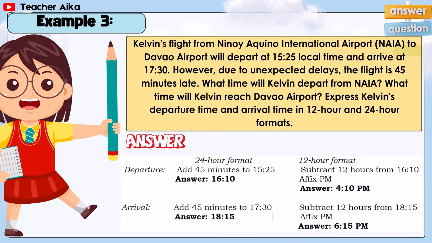The answer? Departure in 24-hour format, the answer 16:10. Arrival 18:15. 12-hour format, departure 4:10 p.m. Arrival 6:15 p.m.